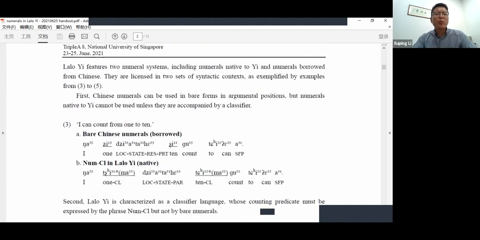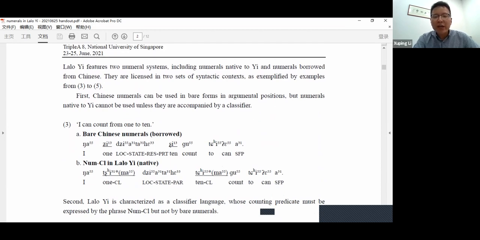What's special about the numerals in Lalo Yi is that it actually has two different sets of numerals. There are numerals native to the Yi language, and also there are borrowed numerals from Mandarin Chinese. And actually, these two sets of numerals are licensed in very different syntactic contexts. For example, only borrowed Chinese numerals can be used in argument positions in their bare forms, and native numerals to Lalo Yi cannot be used as arguments by themselves unless they are accompanied by a classifier.